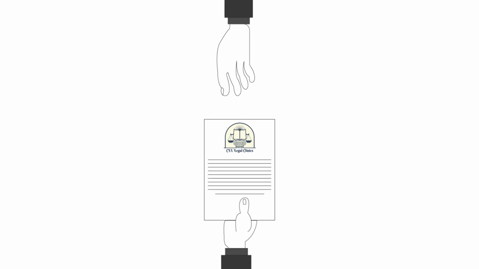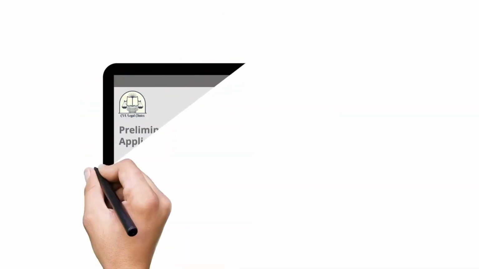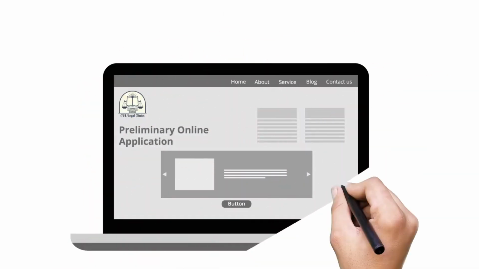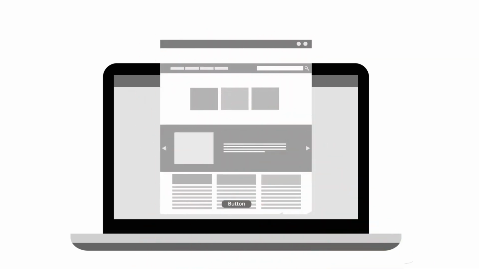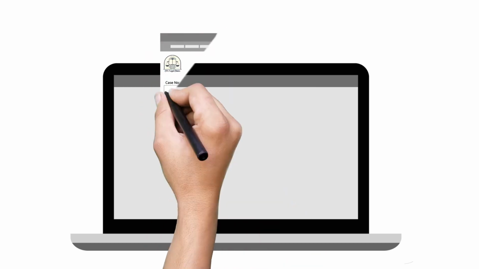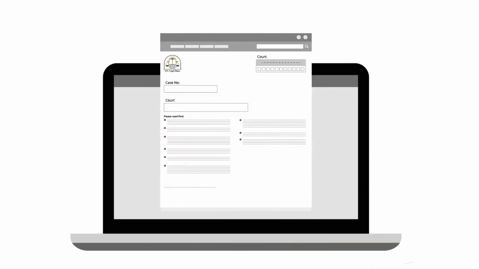the preliminary online application. The preliminary online application may be accessed by clicking on the button entitled Start the Process at the bottom of this webpage. When completing the preliminary online application, please start with providing the case number and court, if any.